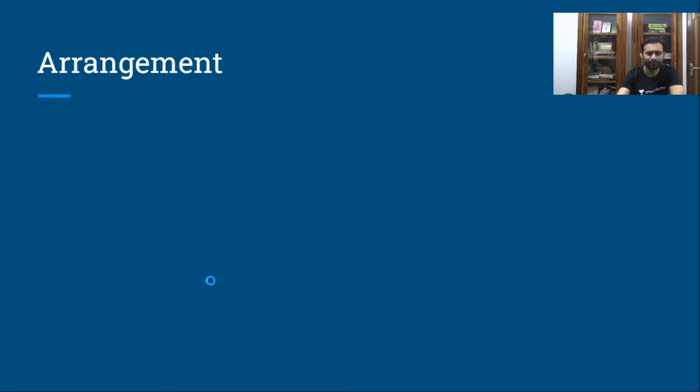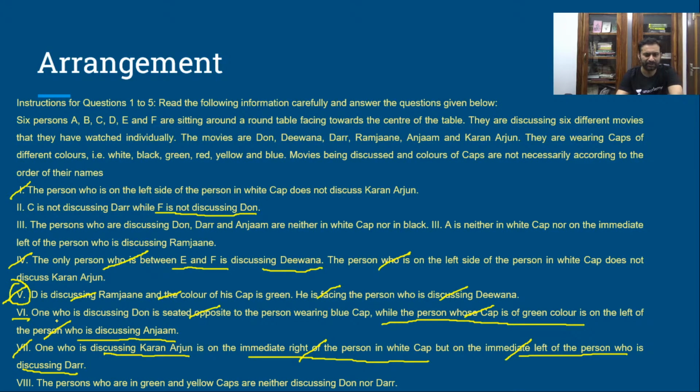What else? Now we are left with second, third, and eighth. Now look at the second, first part. Not discussed. This is helping me to put crosses. Compare this with the persons who are being discussed: Divana, Dar, and Ansham are neither in white nor in black. White is not important because I know white already. The second part is important. Black can't be Divana, Dar, or Ansham. So how many crosses do I get compared to this? Getting 3 crosses.